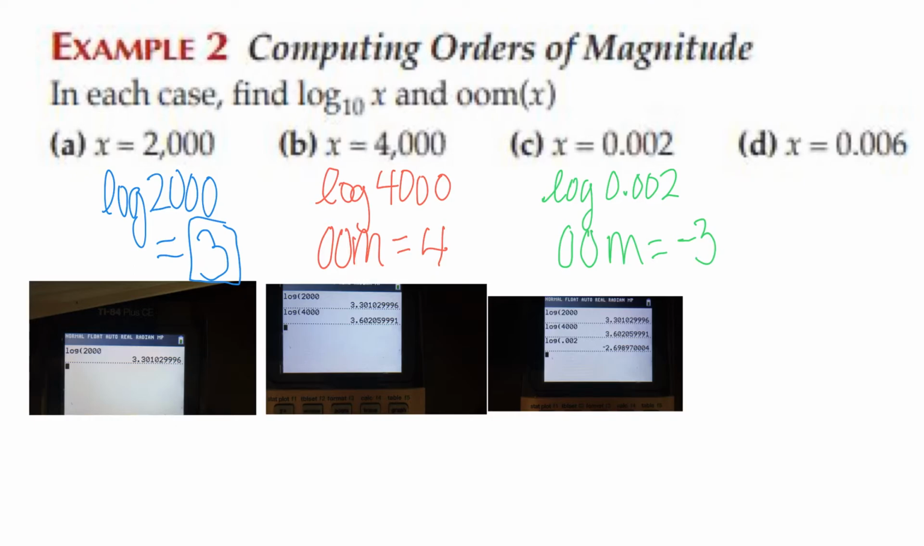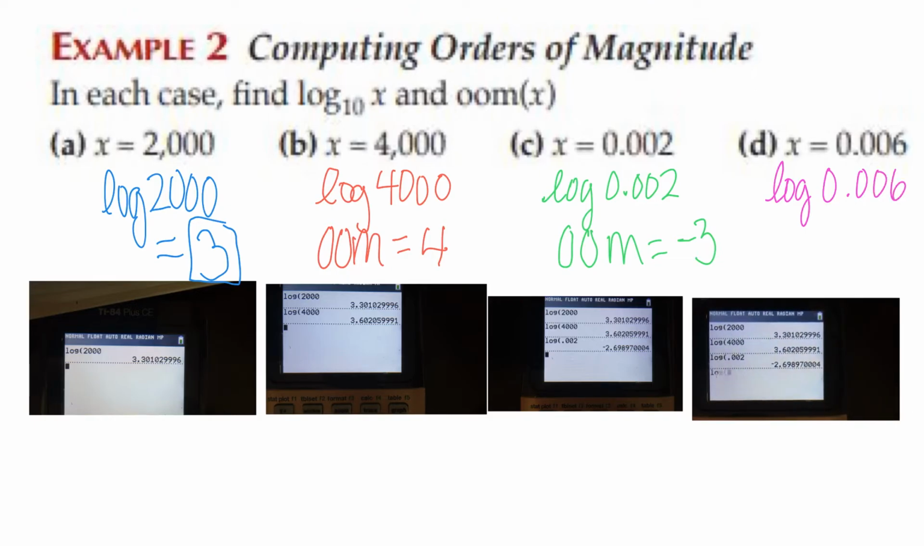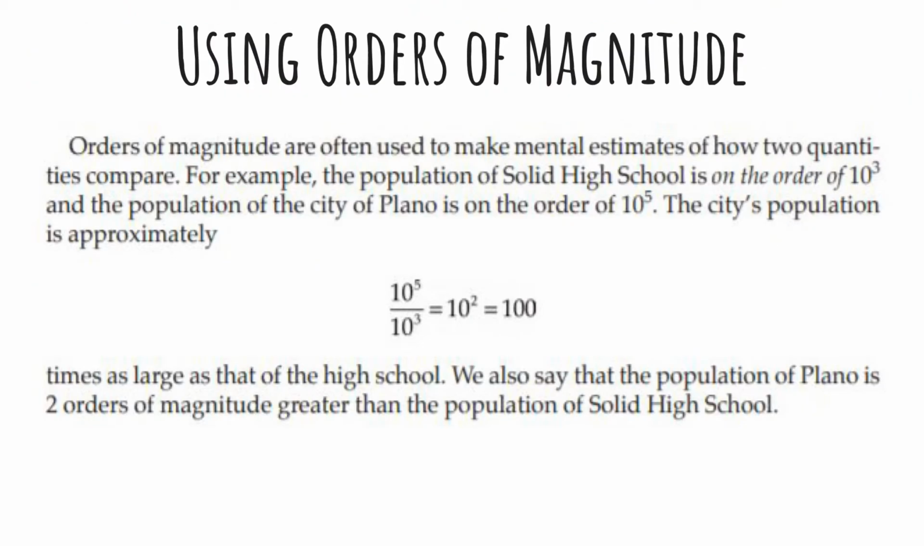Last but not least, go ahead and find the log of 0.006. So that would be -2.22, which would make the OOM -2. All right, so how do we use the orders of magnitude?